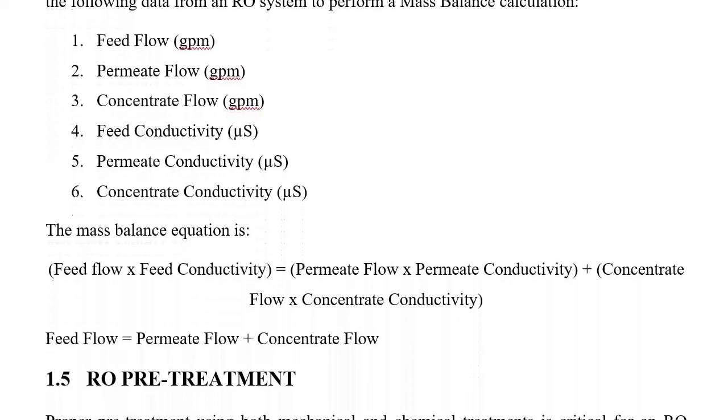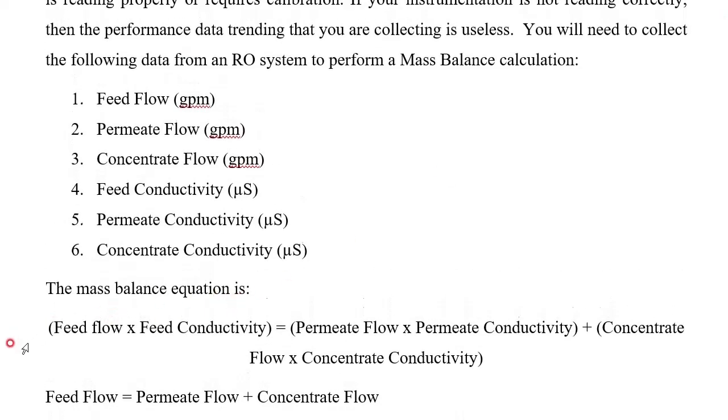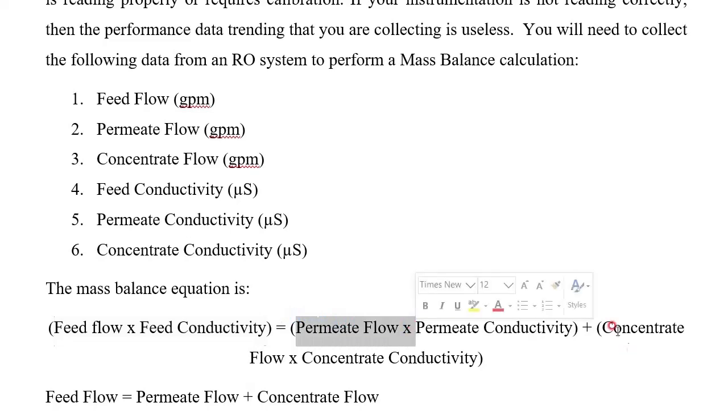For this, there is an equation you can see here. In this equation, the mass balance equation is feed flow into feed conductivity. Generally it can be written as feed flow equal to permeate flow plus concentrate flow. Here we are feeding the water before the reverse osmosis process. So in the LHS we have feed flow. Out of this feed flow we are going to get two kinds of water. One is the permeate water, or just the permeate, and the other is concentrate.